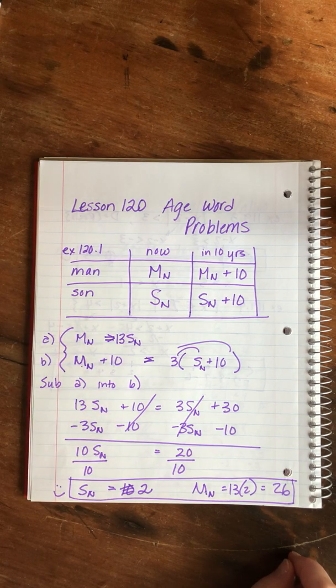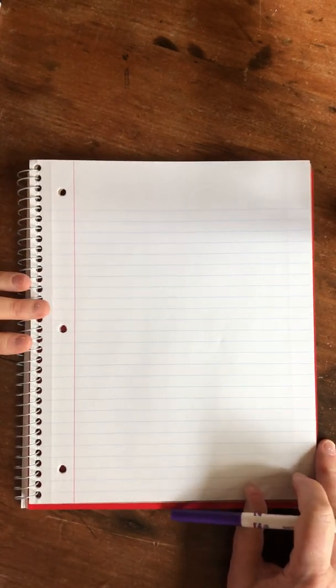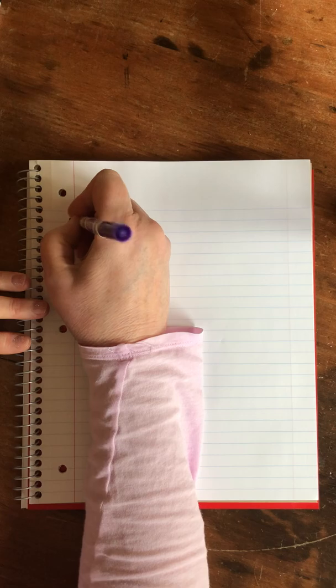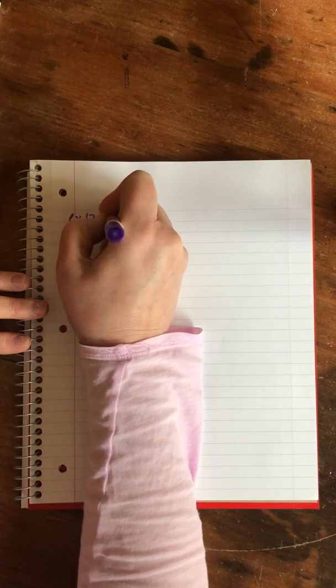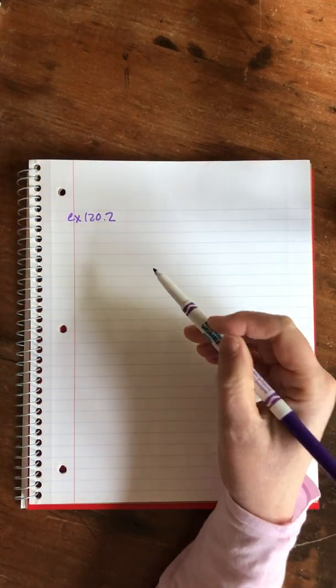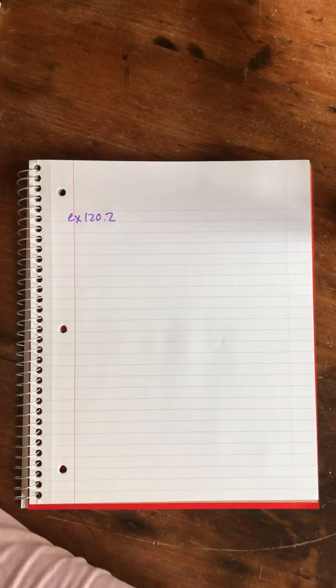All right, the next one is going to get a little harder only because of fractions. I can hear you gnashing your teeth. Those darn fractions driving us crazy. Example 120.2. I'm just going to read it and then we'll make the chart and then we'll write the equations.